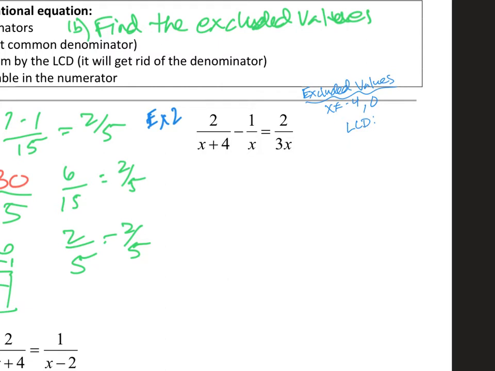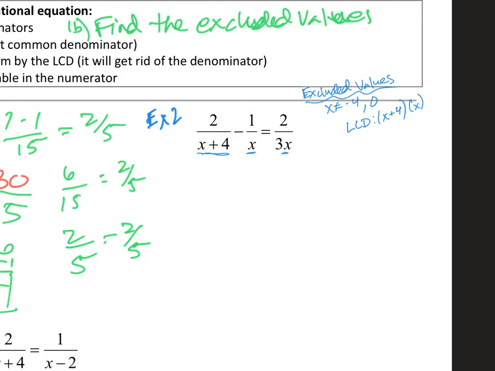Do you guys agree that my denominator must have a factor of x plus 4, right? So x plus 4 is going to go in my denominator. My denominator must have a factor of x in it, right? And notice I have the same factor here, don't I? Of 3 and an x, right? So I only have to write them once because that factor shows up twice.